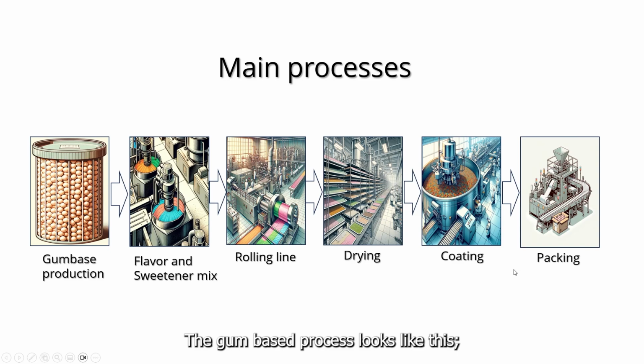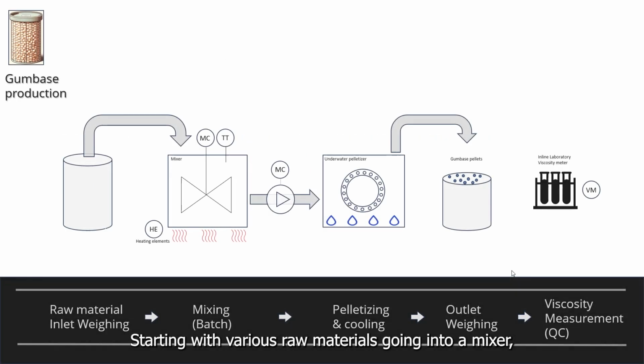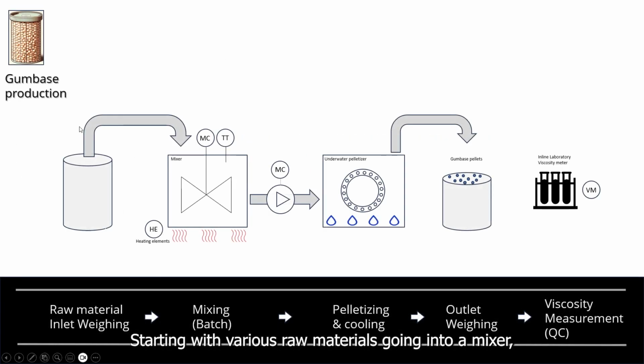The gum base process looks like this, starting with various raw materials going into a mixer which heats the material for about half an hour. Then it is pumped into an underwater pelletizer, cooling it and turning it into small pellets. Finally, the output is weighed and ending with a quality control of the product.